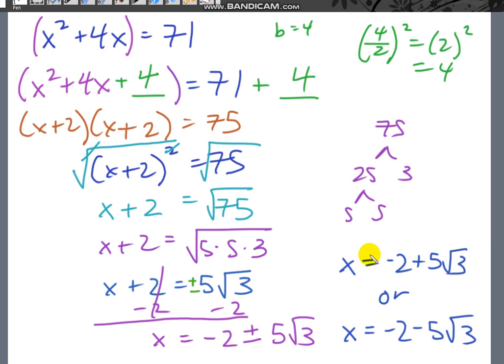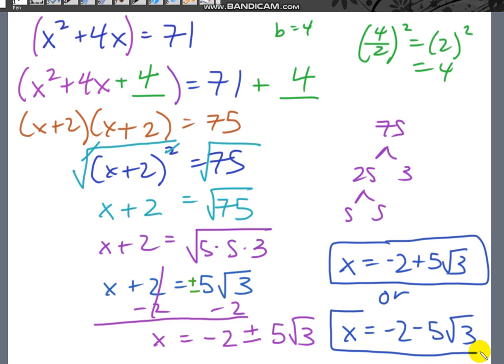And of course, you could put that in your calculator if you wanted to see what those actual decimal values are, but if you want to leave it in radical form, that is totally fine.